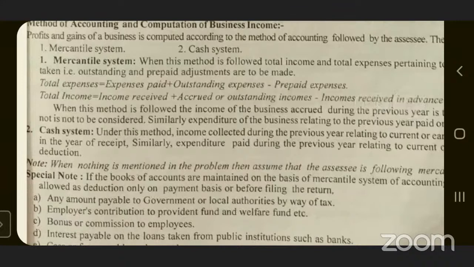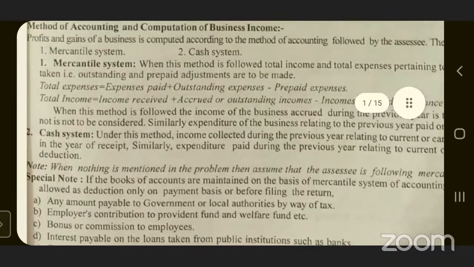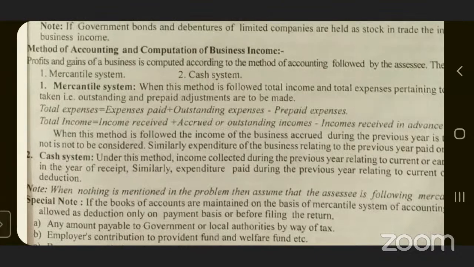So in order to know about the profit arising out of a business or profession, we are going to consider the incomes and expenditures also. Whatever the expenditure is, we are going to deduct it from the income. The remaining amount will be considered as profit arising out of business. For that purpose, we should know whether they are following the mercantile system or the cash system.